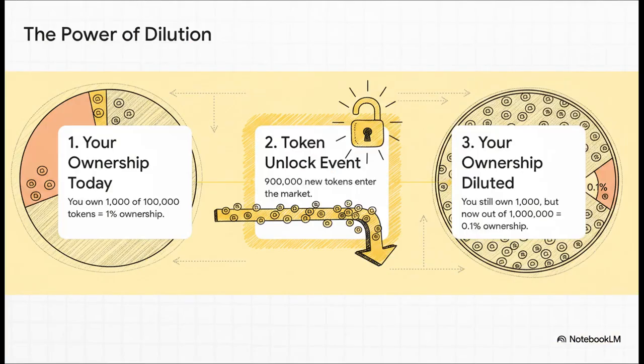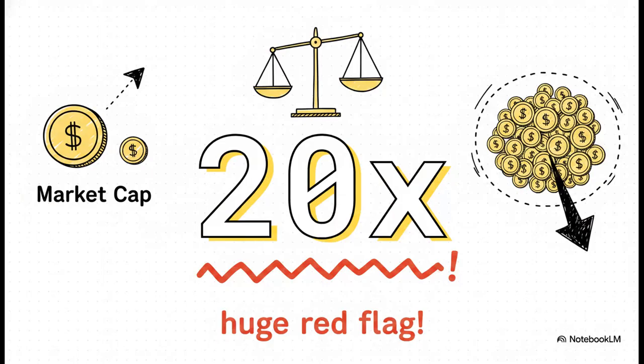So why does all this future supply matter so much? It's because of this really powerful and kind of scary thing called dilution. Just look at this step by step. Let's say today you own 1% of a project. Great. But then a massive unlock happens and a flood of new tokens hits the market. You still have the same number of tokens, but suddenly your slice of the pie, your ownership, has just shrunk from 1% all the way down to 0.1%. Ouch.